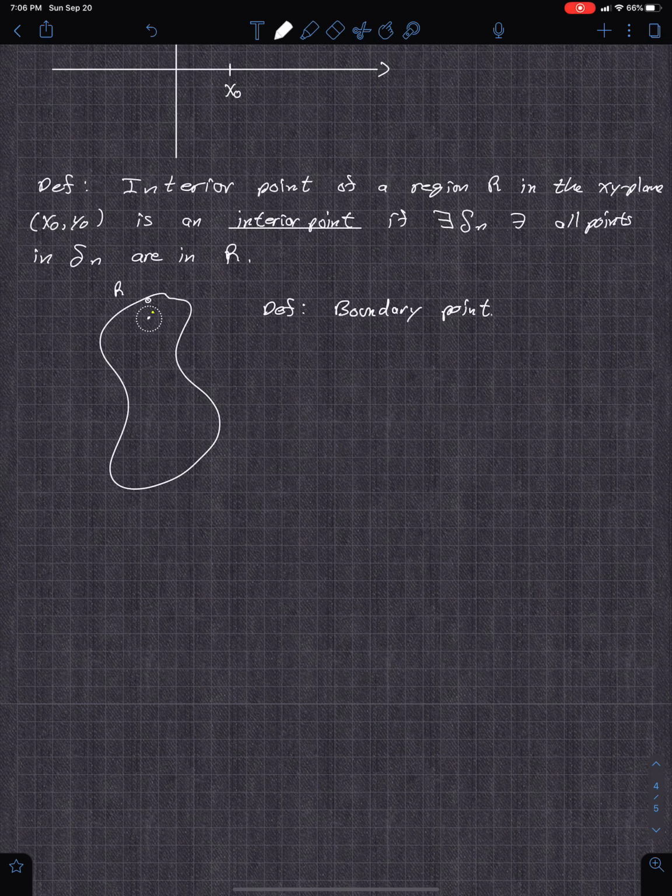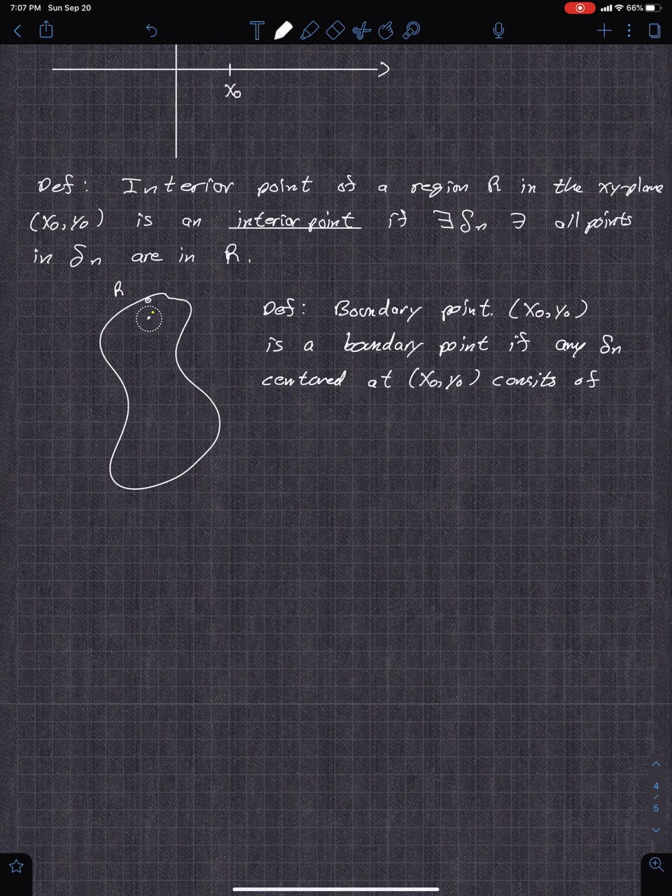Boundary point. How should we define that? So we say the point x naught, y naught is a boundary point if any delta neighborhood centered at x naught, y naught consists of points inside of R and outside of R. So it's centered at that, and that consists of points inside of R and outside.